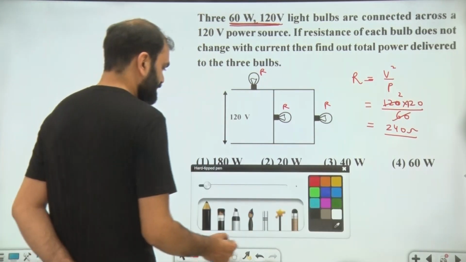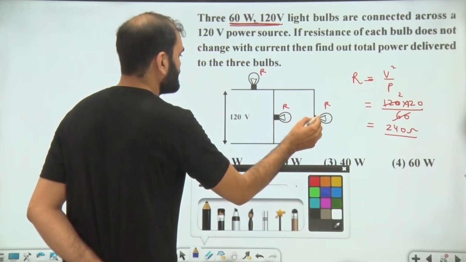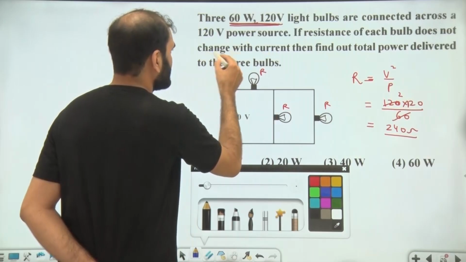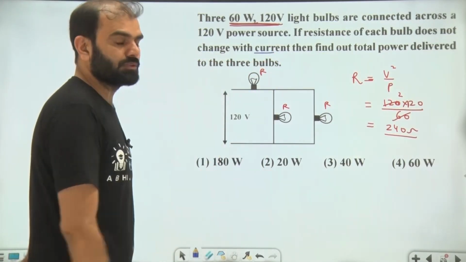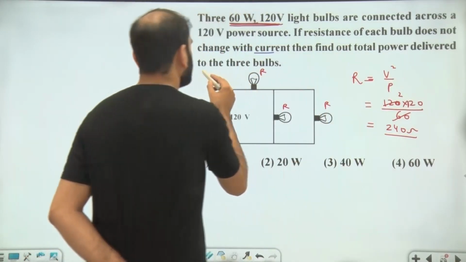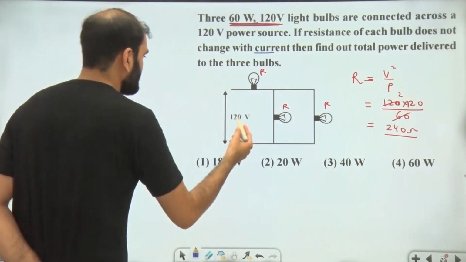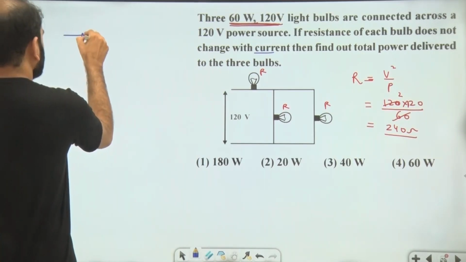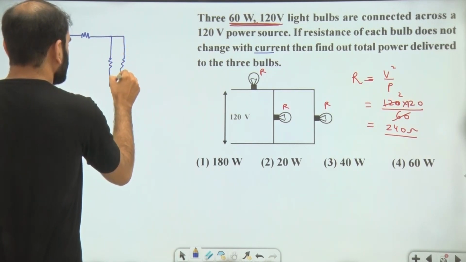Now here is one bulb you have, and another bulb, connected like that. If the resistance of each bulb does not change with current, the resistance is constant, equal to 240 ohm. It's not changing. To find the total power delivered to the 3 bulbs, we have to calculate the total power. The current in this circuit: this resistor is 240, and this resistor is also 240.